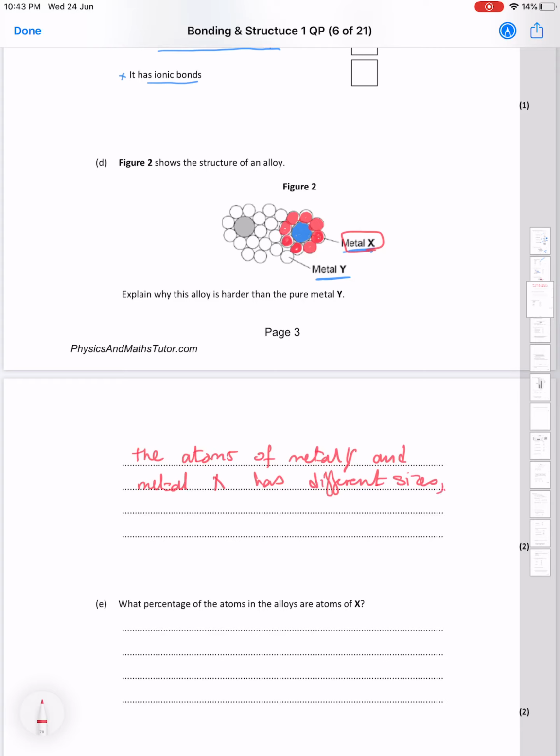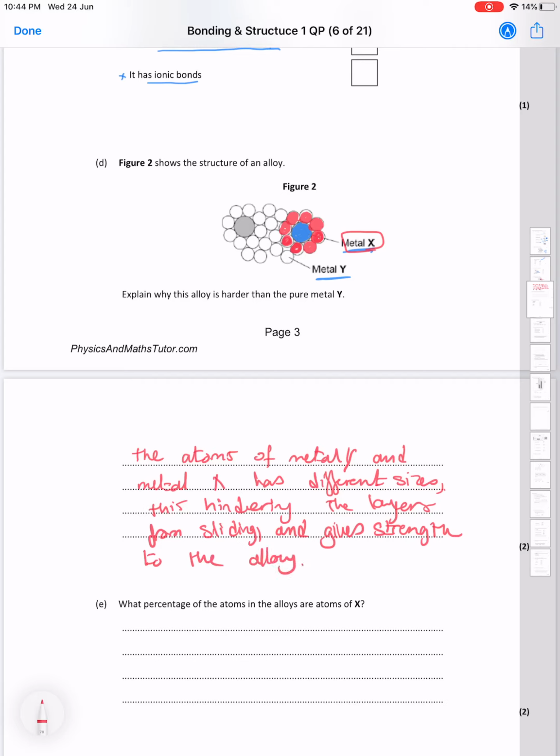Okay, this hinders the layers from sliding over each other, and gives strength to the structure. So this gives strength to the alloy.